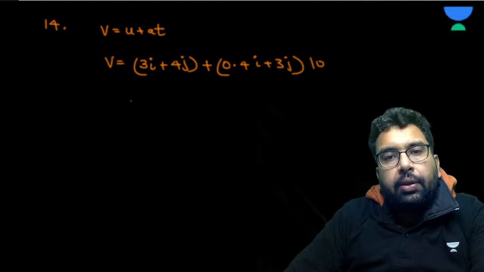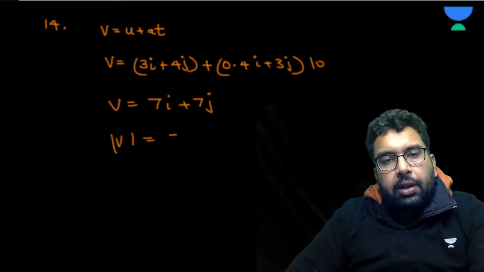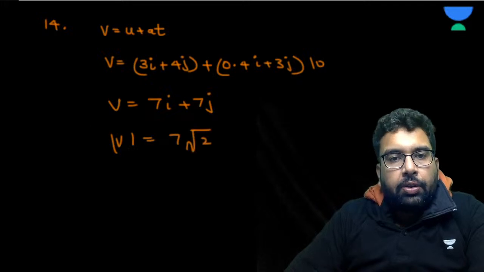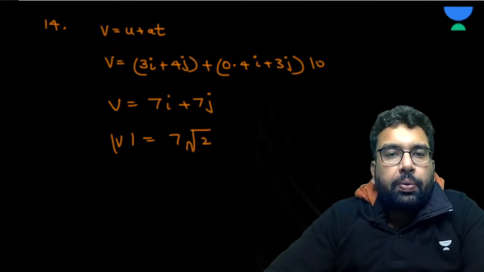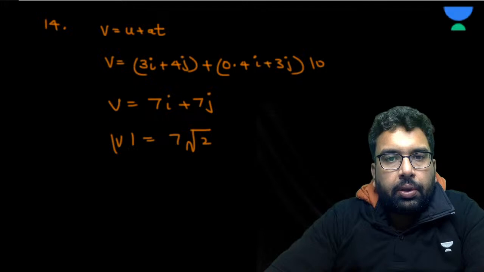So we can do like this. So this will become 7i plus 7j, right? So what will be the magnitude of this velocity? It will be 7 root 2. It will be how much? It will be 7 root 2. I hope it is fine to everyone, right? Okay, now let's do some more questions.